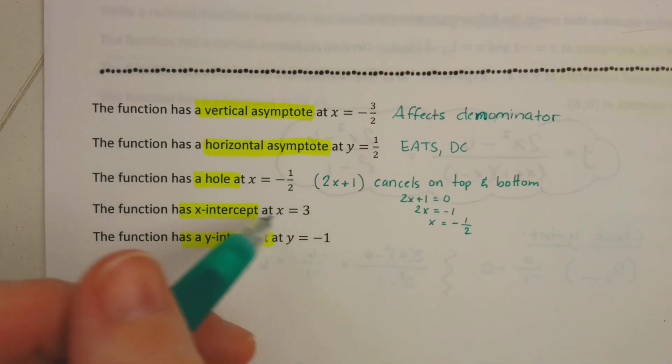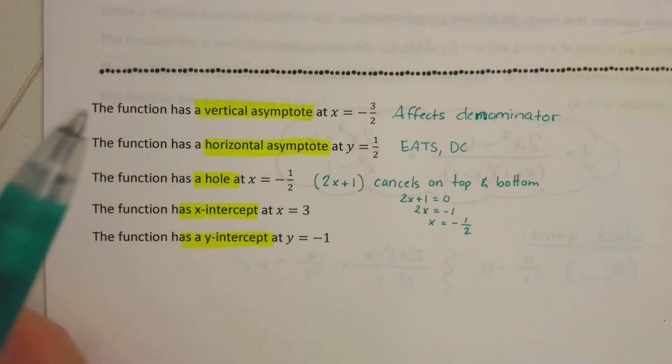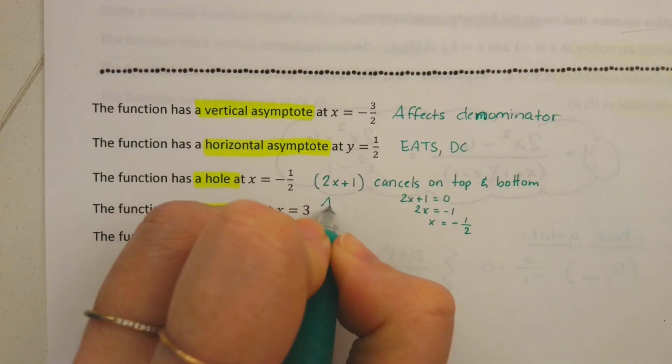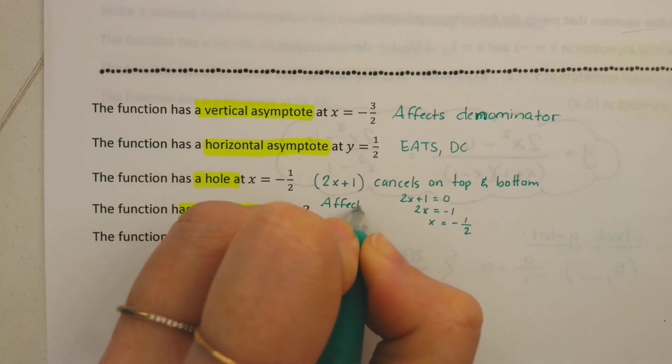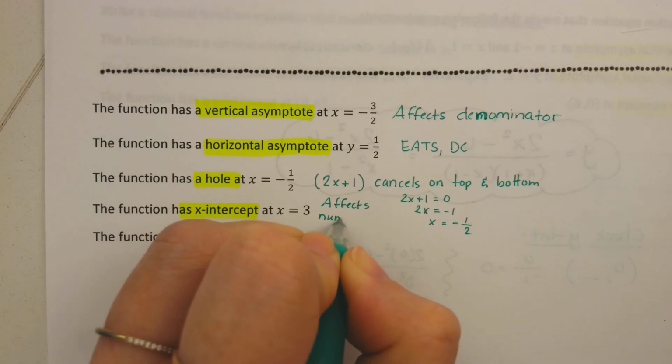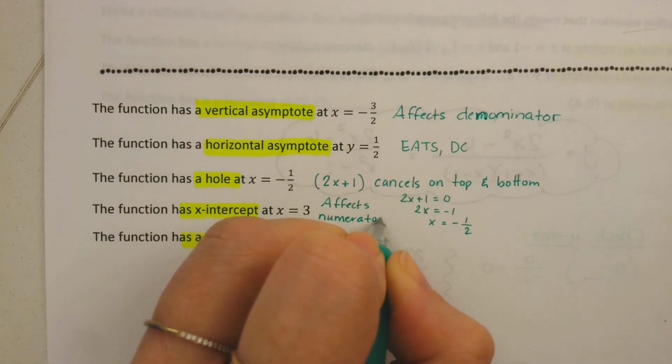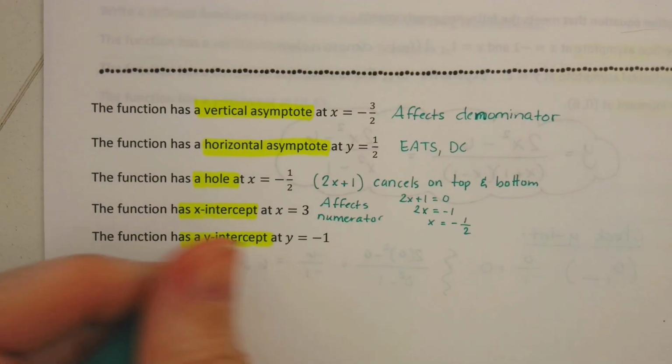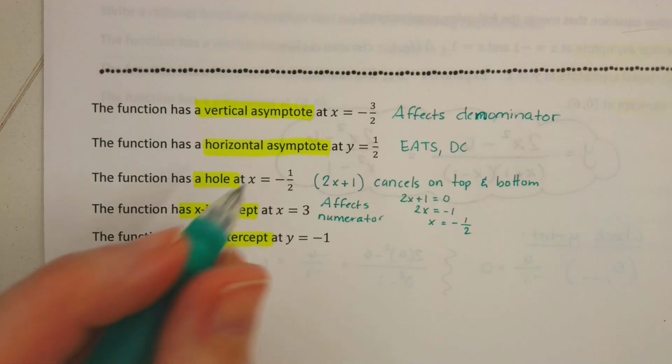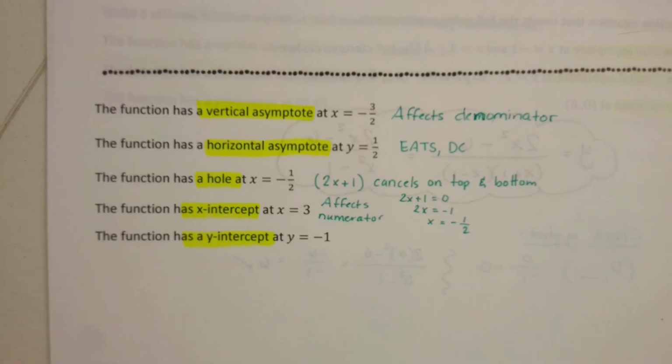X-intercept at x equals 3. What does that affect? Which part of the graph? The numerator. Affects numerator. And then lastly, there is a y-intercept of negative 1, which we'll just have to check at the end, and if not, we can always adjust it.